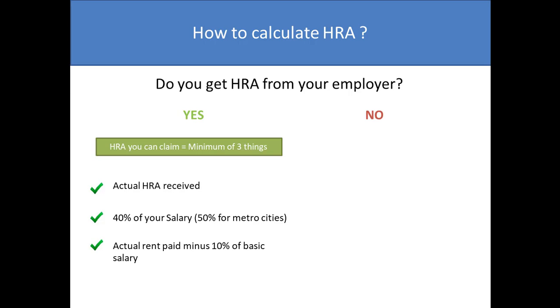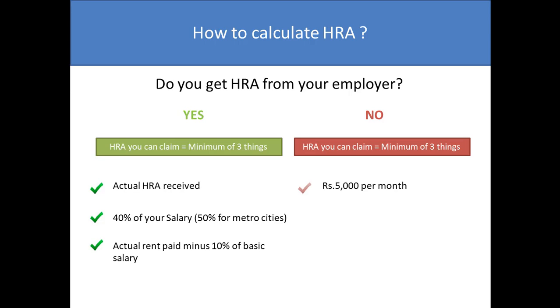In other case, if you don't get HRA from your employer, then also you can get exemption, but the provisions for this case are different from the earlier one. In this case also there are three provisions. The first one is Rs 5,000 per month. Second one is 25% of your total income. And the third one is actual rent paid minus 10% of your basic salary. Here also the lowest one among these three will be considered for your HRA exemption. Most of the times employees receive HRA from their employer.